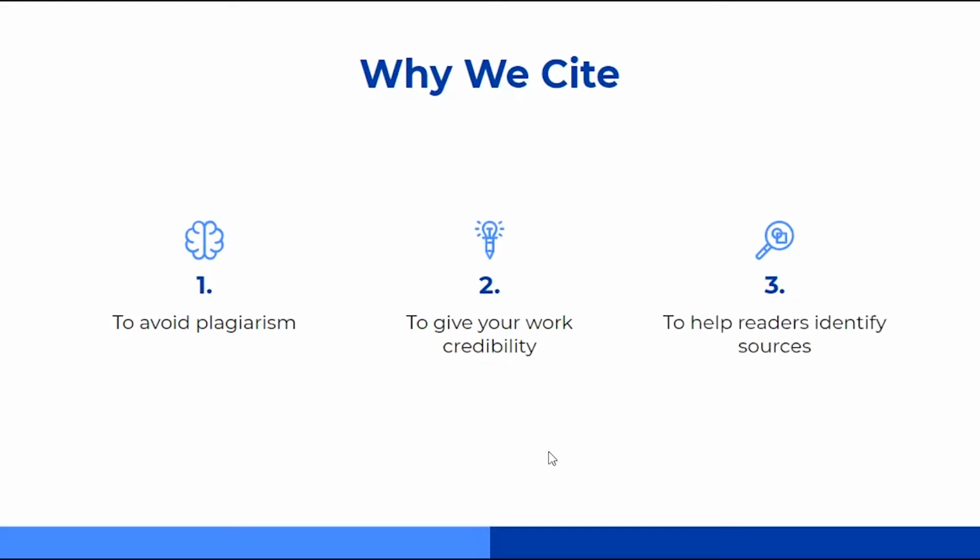And number 3, it helps readers to identify sources. So if someone is reading your paper, they are probably interested in the topic that you're writing about. And so when you cite, that allows your readers to go to that source and gain more information and more context. And it can be a really great way to sort of build a bibliography or just to learn more about a topic. So the 3 key reasons: avoiding plagiarism, giving credibility to your work, and helping readers to identify sources.